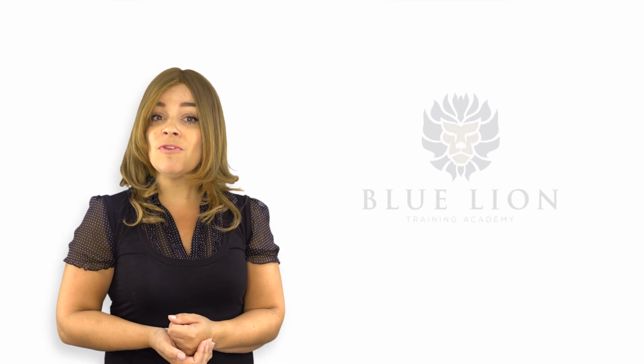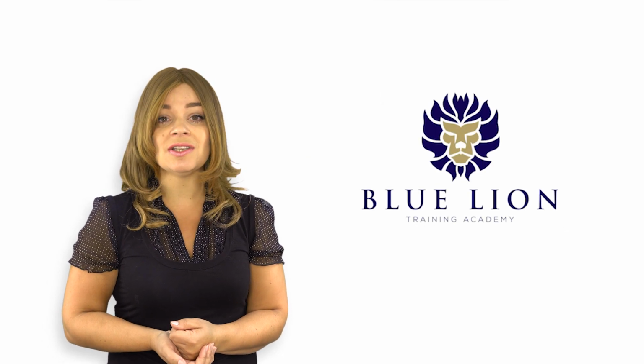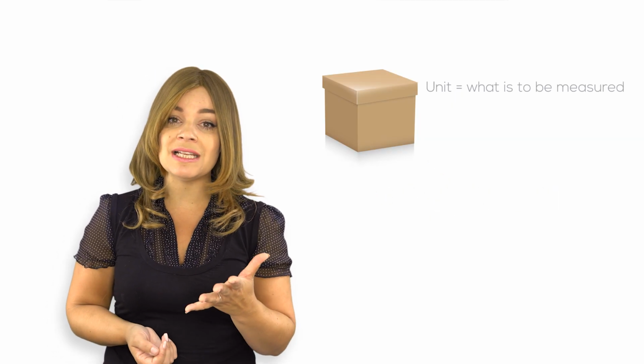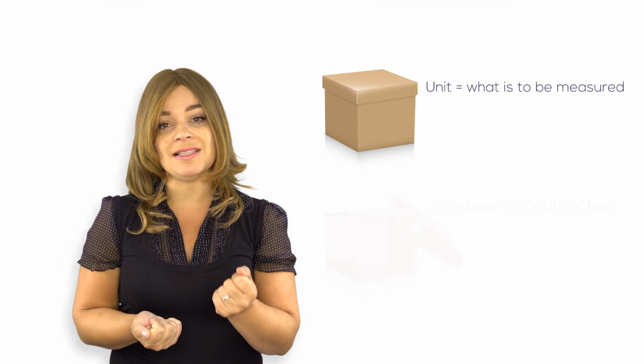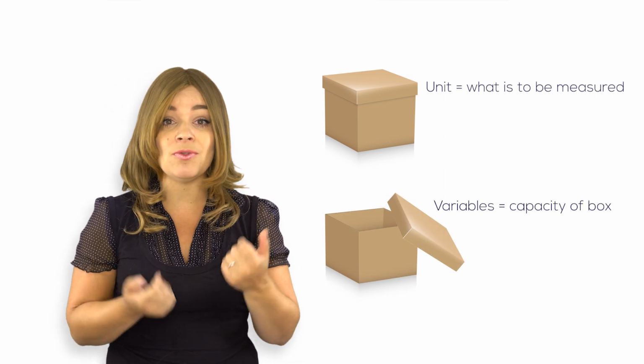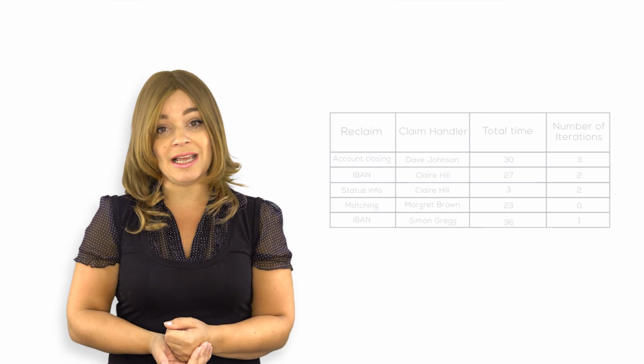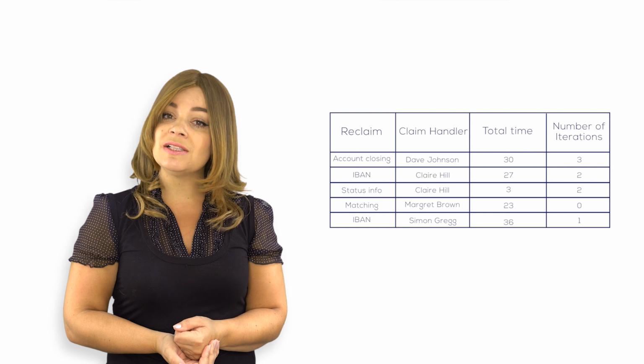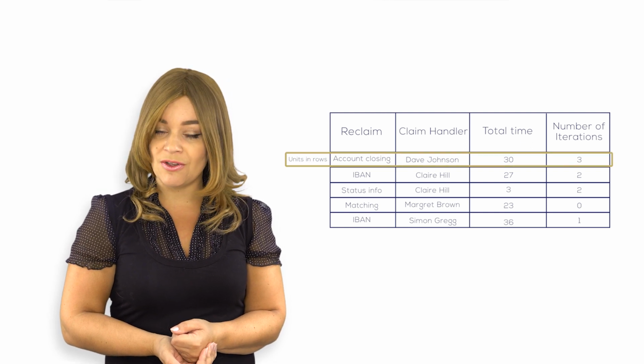Now, let's move away from our bank example and just consider the data. As I mentioned at the start of this video, a data set consists of units and variables. The unit is the thing being measured, and in this example, that's a reclaim. And you collected data on 5 reclaims or 5 units. Units are always stored in the rows of your data set.